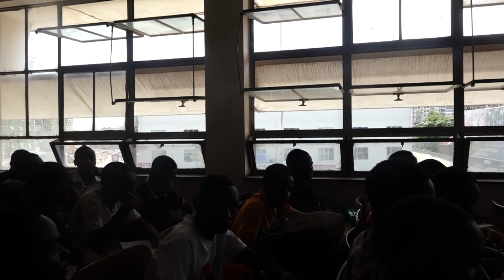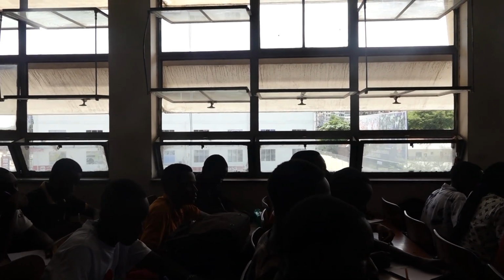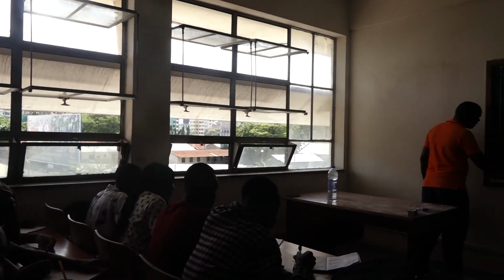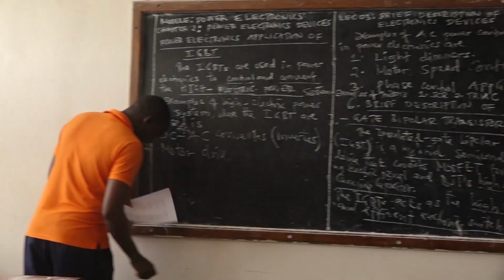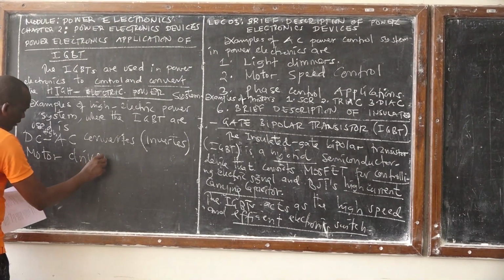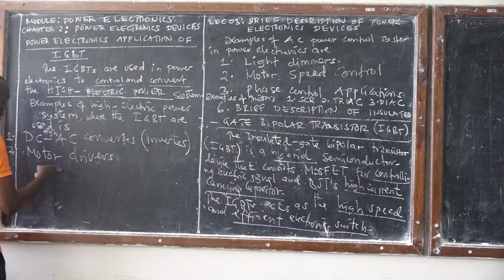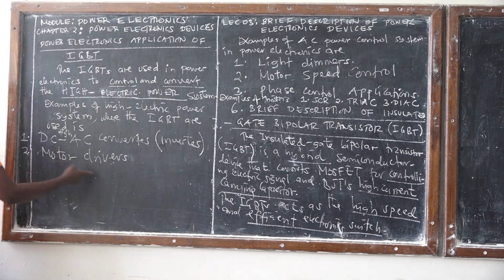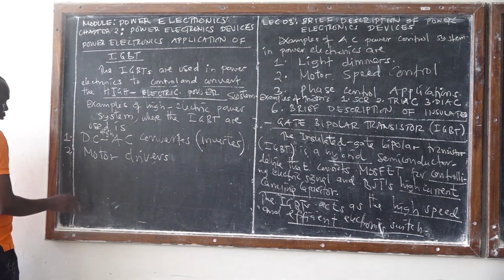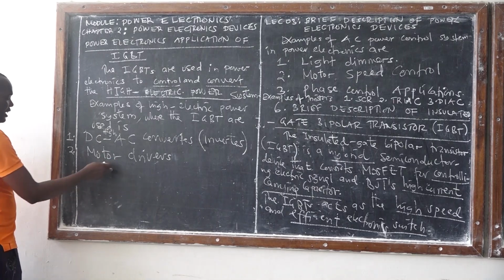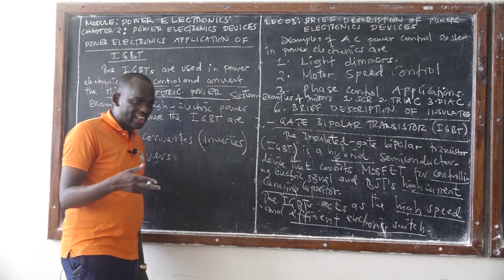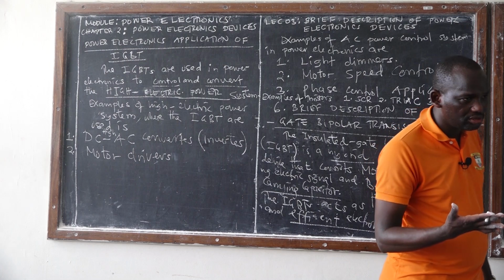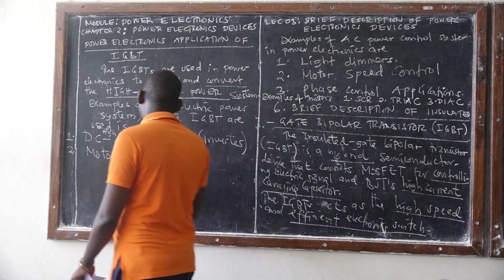The second example of applications of power IGBT is that we use them in motor drivers, for amplifying currents. We said we have three main types of motors: DC motor, stepper motor, and servo motor. And whenever we talk about motor, we talk about output. Motor drivers.